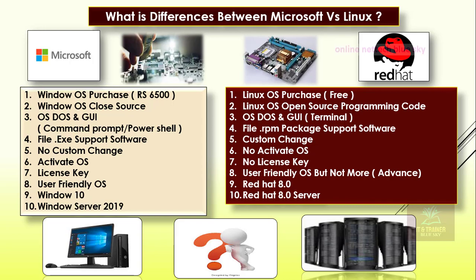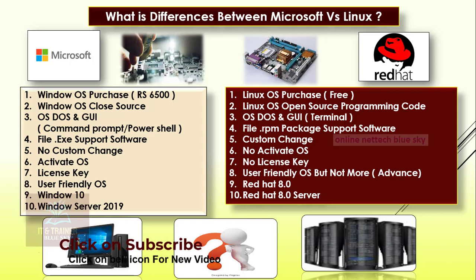But if you want to connect Windows 7, Windows 8, Windows 8.1 or Windows 10 to Red Hat Linux, you can install some software packages. After that you can communicate between the Windows operating system and Red Hat Linux. The Windows operating system source is DOS, with a GUI or command prompt system. There is no custom change in a Microsoft system, and you must activate the operating system license. You first have to purchase your operating system. It is user friendly, but with Windows 10 and Windows 7 there are sometimes activation problems.